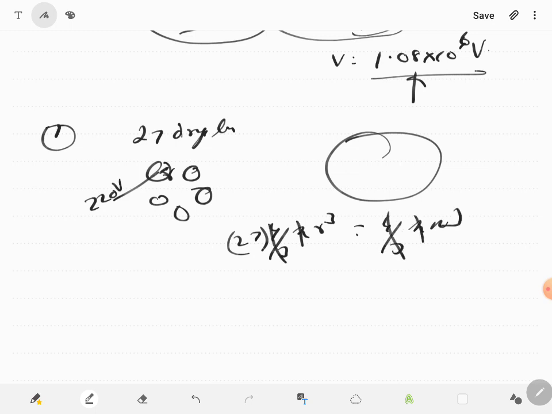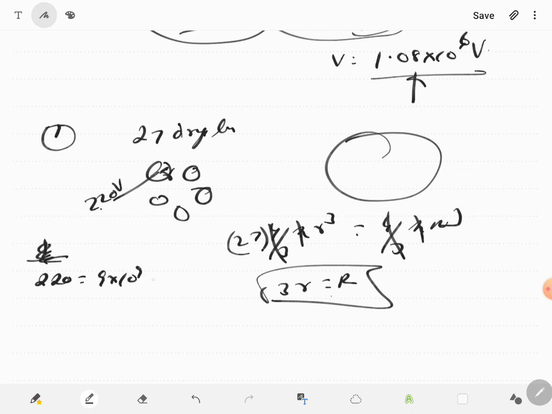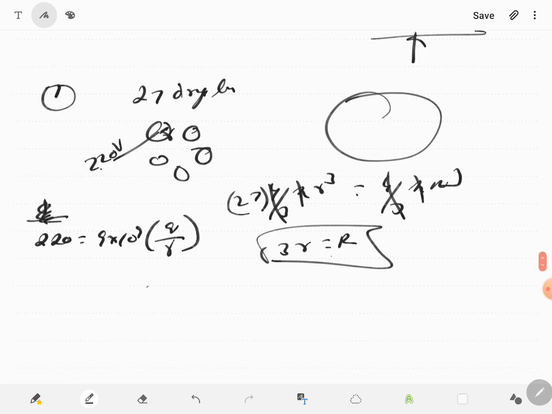4 by 3, 4 by 3 pi get cancelled. 3r is equal to capital R. And the potential for the smaller droplet, which is 220 volts, is equal to 9 into 10 to the power 9, that's 1 by 4 pi epsilon naught, into Q by R. You don't know Q by R itself. You don't know Q, you don't know R. Let's find Q by R's ratio using this. So 220 by 9 into 10 to the power 9.